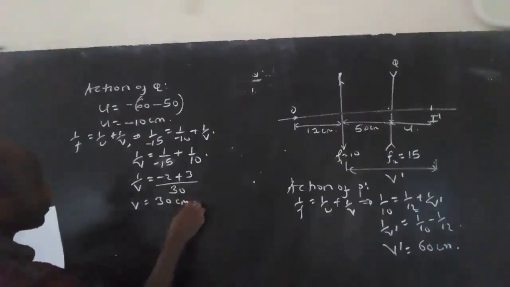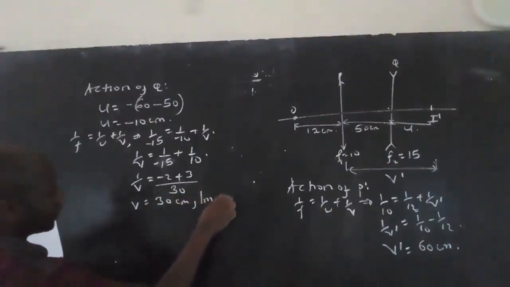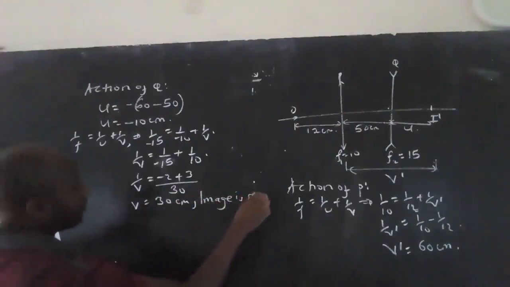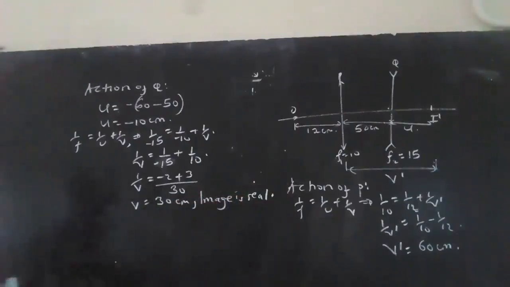So meaning that the image formed is what? The image is real, because it's a positive answer. Then they are also asking us to find the magnification.